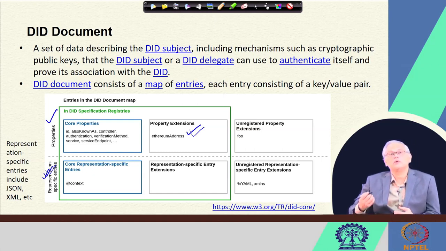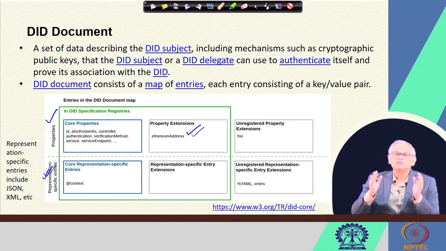So, this information has to be maintained somewhere, because if the data is written in JSON, one should be able to read that from the JSON format, and not try to read it as an XML document, and of course, the other way around also. So, these are all maintained.